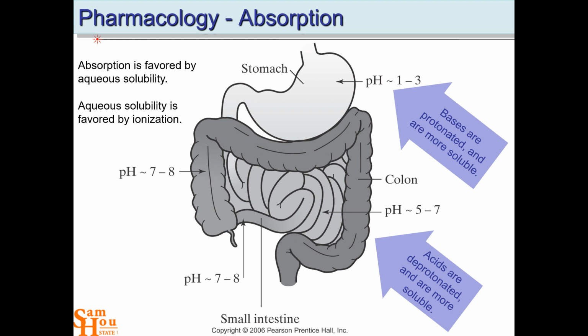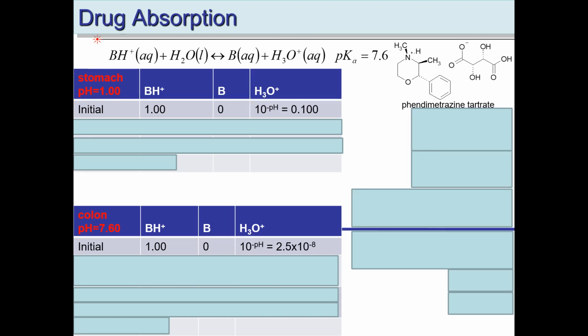So you've got to follow what's ionized, not what's protonated or deprotonated. That's how you figure it out. But in terms of solubility, it goes with the ionization. So we can look at drug absorption. Let's look at this drug that has a pKa of 7.6.